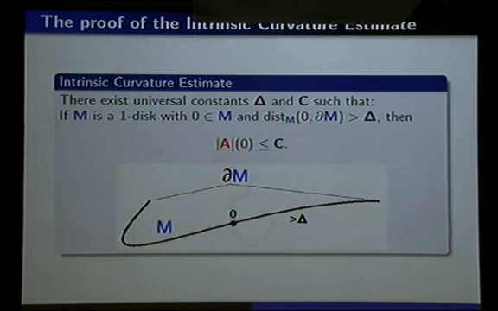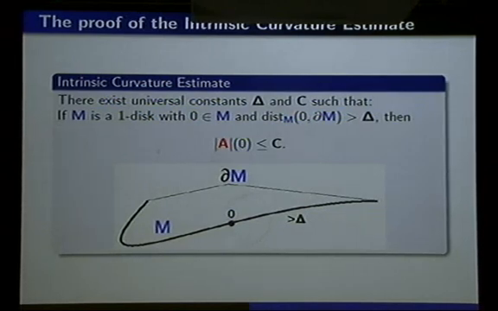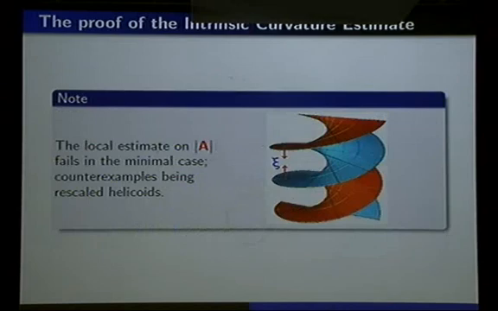of that. And now this is again the intrinsic curvature estimate. If you have a point which is sufficiently away from the boundary, then the second fundamental form is bounded, and now we want to take a look at the proof of this result. Before that, let me point out that this estimate doesn't hold for minimal surfaces. If you rescale a helicoid you get a sequence of minimal disks with arbitrarily large second fundamental form. So the second fundamental form blows up on the axis of the helicoid.